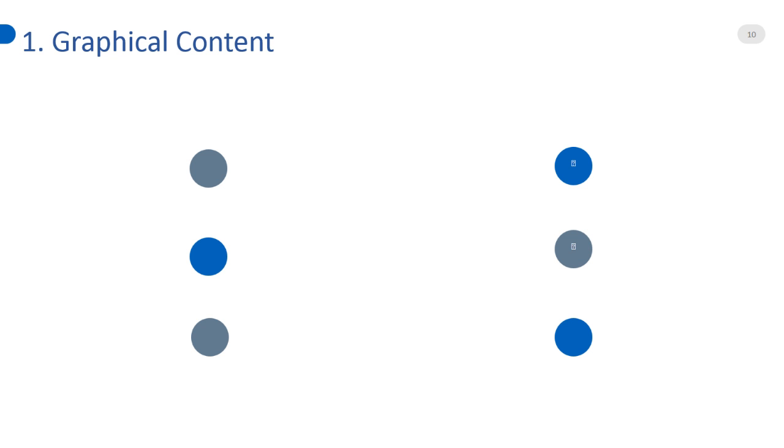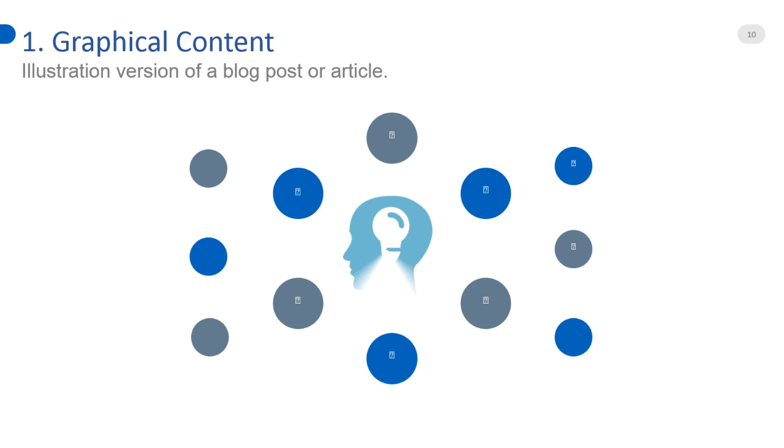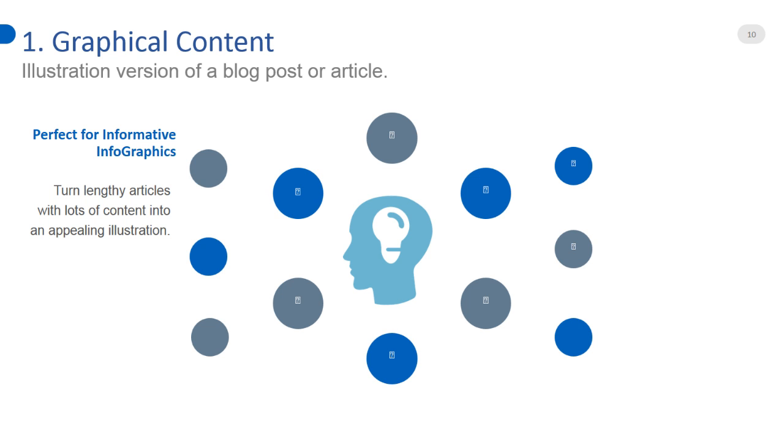So this is pretty simple, but it's an illustration version of a blog post or article. And this is perfect for informative infographics. You can basically turn lengthy articles with lots of content into an appealing illustration. So, like I said earlier, a picture is worth 1,000 words, or even in this case, it could be worth 10, 20, 30, 40 words.